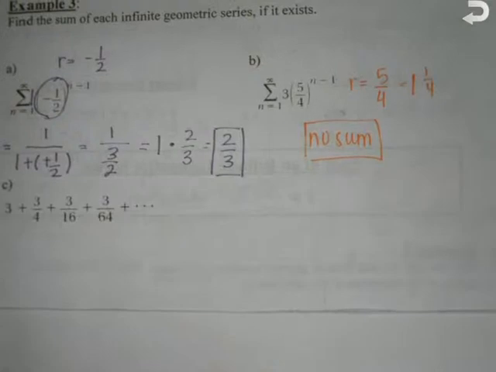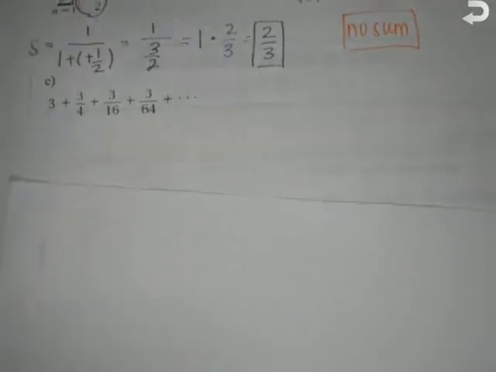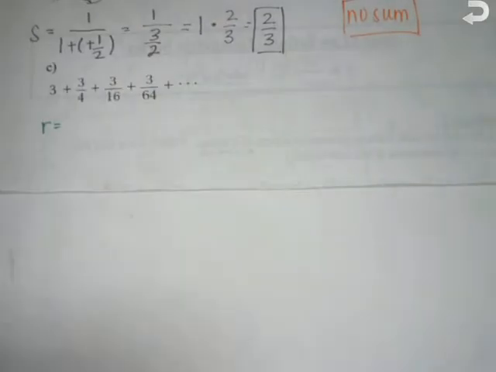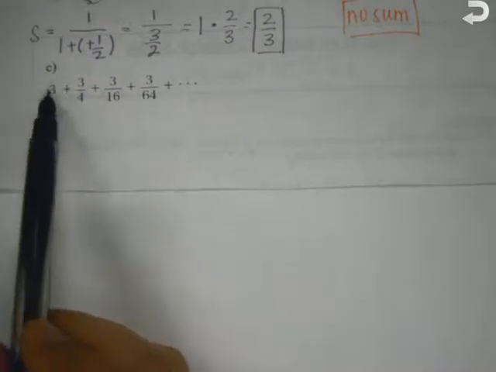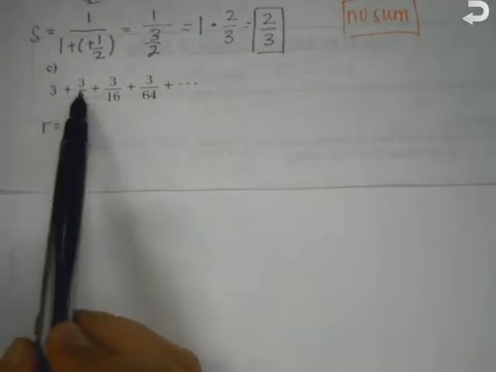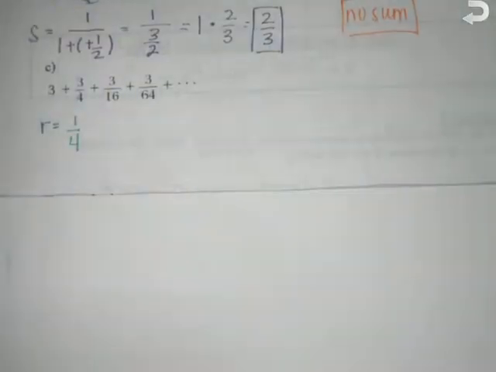What's R? Well, if R was 3 over 4, then going from here to here, the numerator would be 9. So the numerator has to be 1, and the denominator is 4. Is 1/4 between 1 and negative 1? Yes, it is. So we're good to keep going.